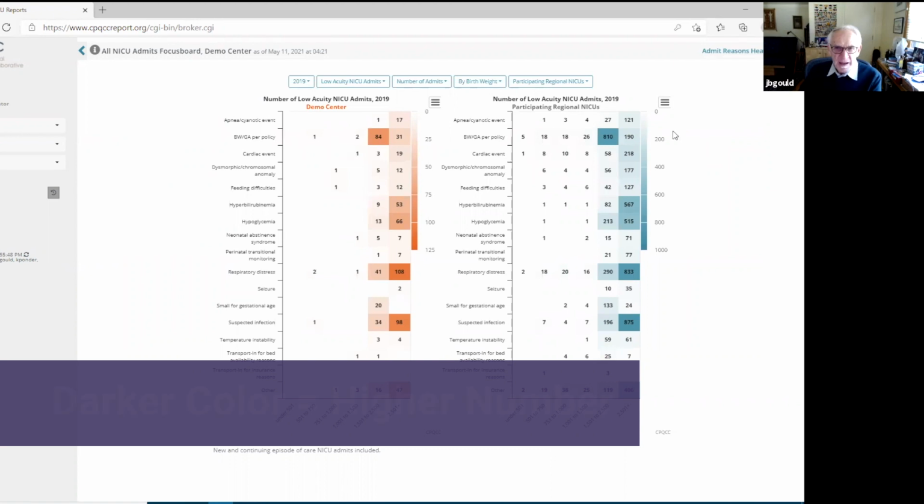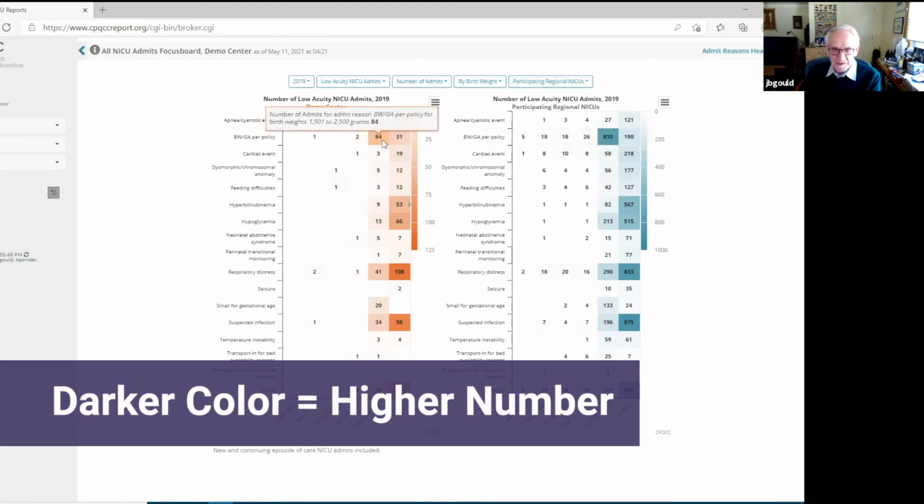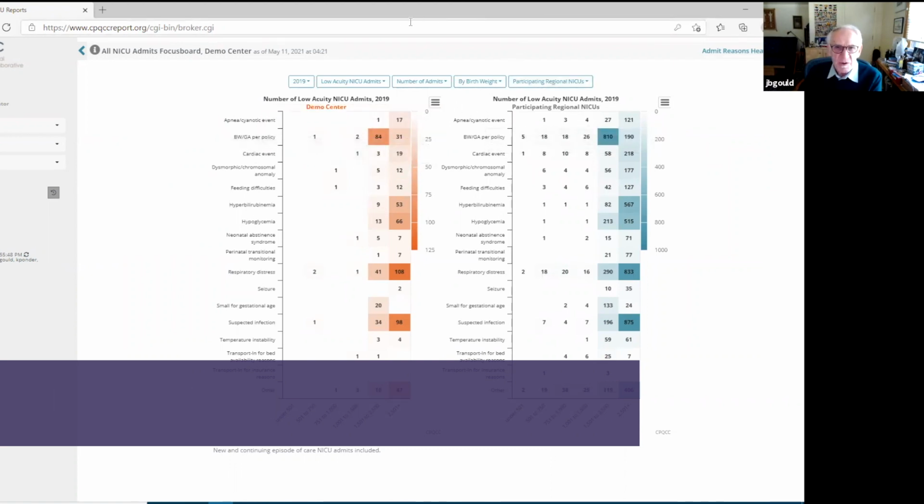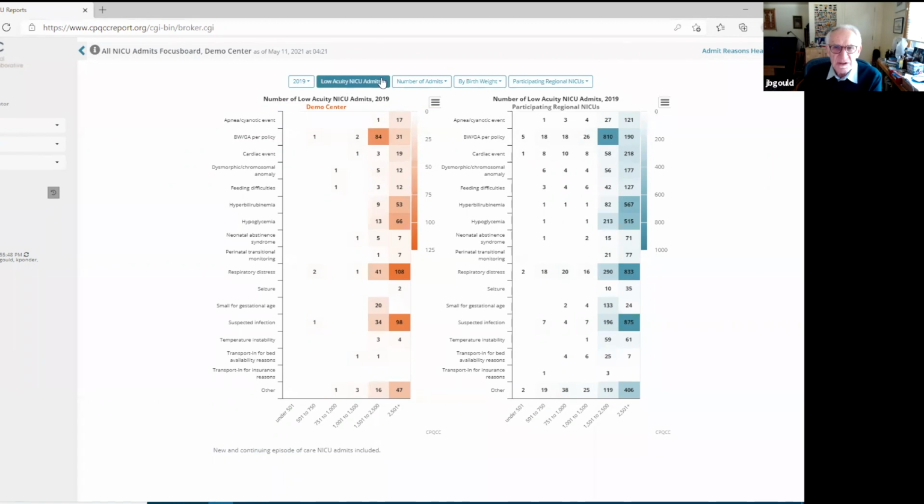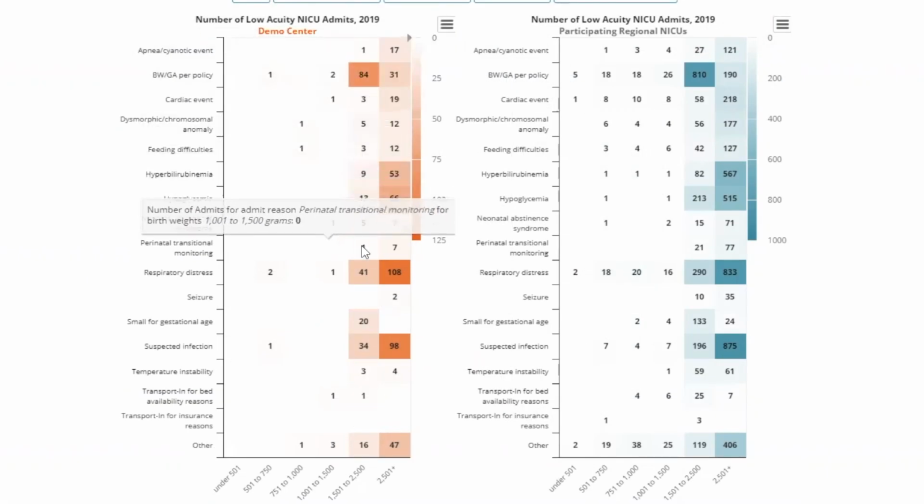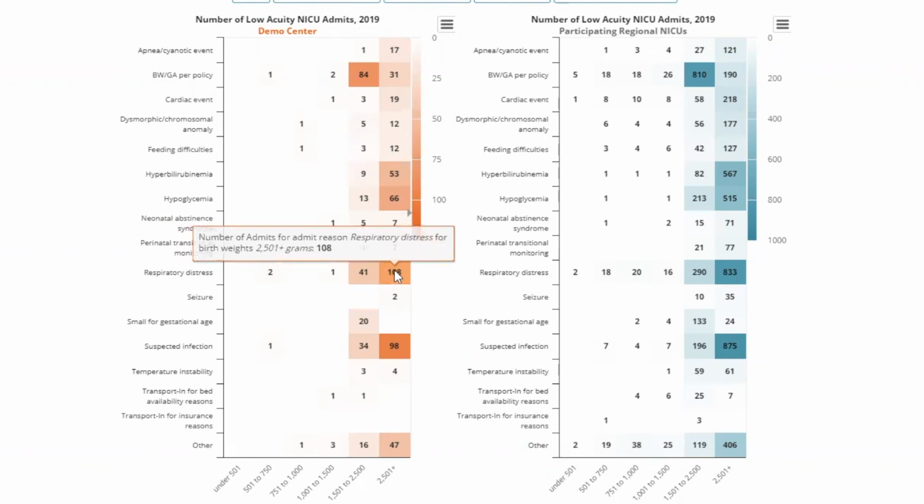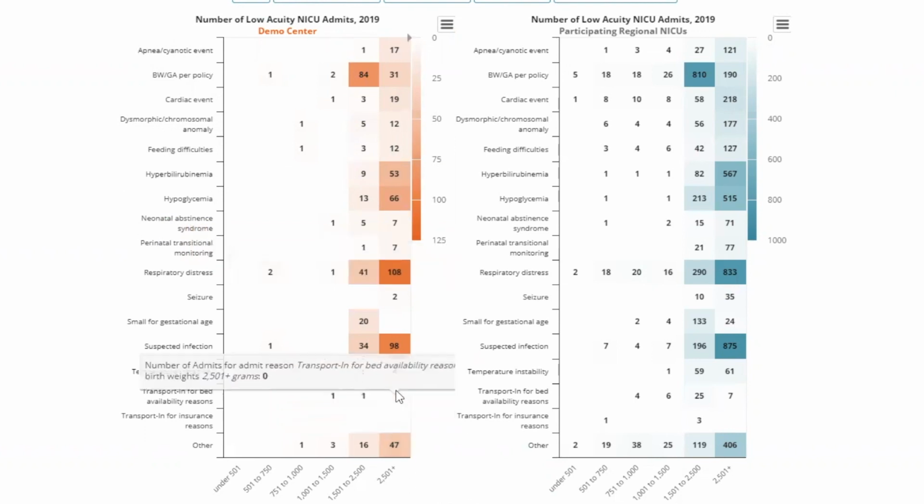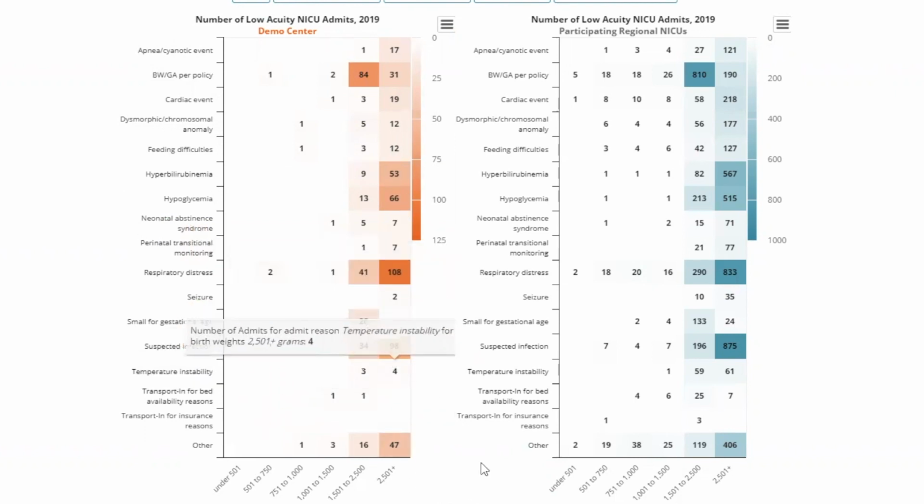And with the heat map, the darker the color, the more we're talking about. So now we're looking at all low acuity NICU admits in 2019. And you can see the birth weight and gestational age policy is probably the biggest. Oh, respiratory distress, we had 108. Suspected infection, we had 98.